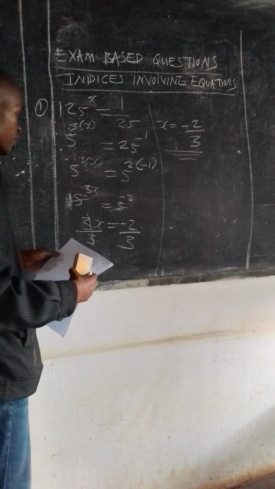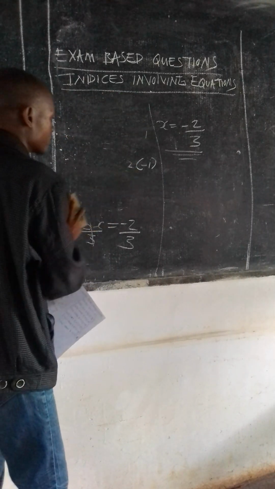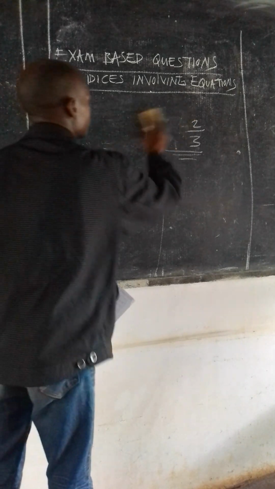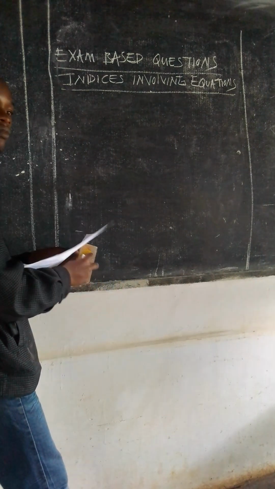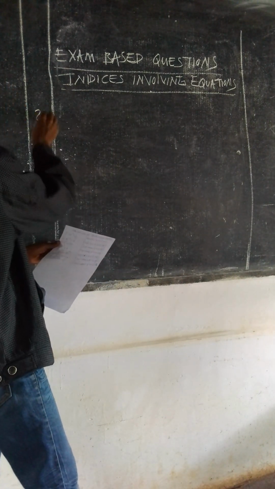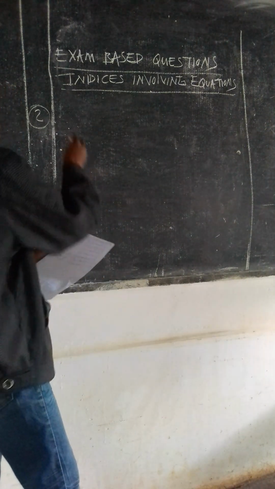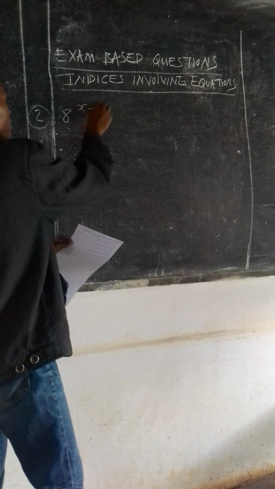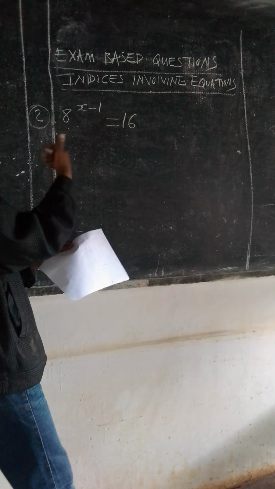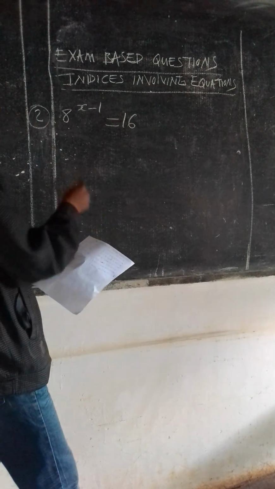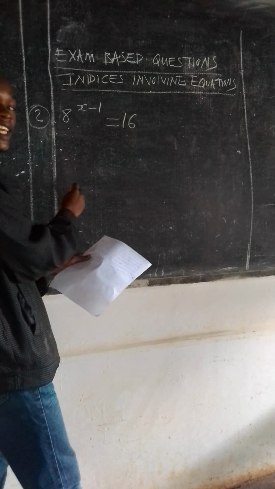So we are going to solve question number 2. Question 2. We have 8^(x minus 1) equals 16. So 8 to the power x minus 1 equals 16. So we have to make the bases the same. The lowest base that we can use in this case is 2.